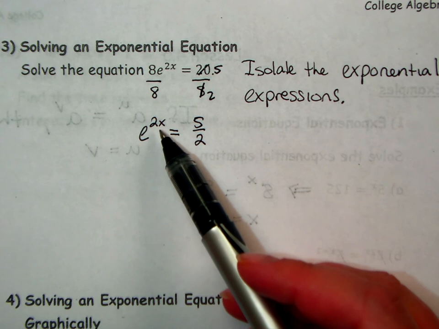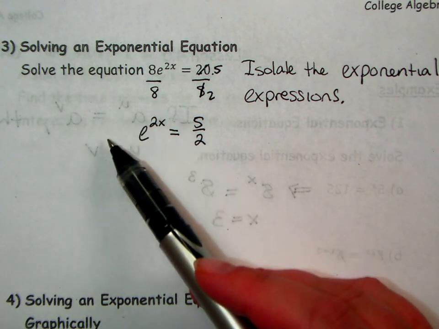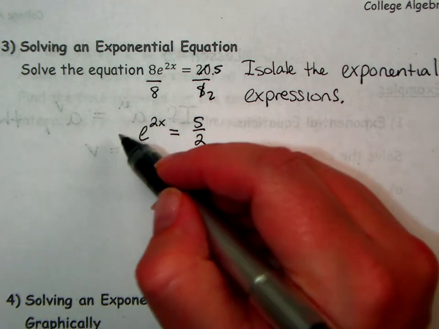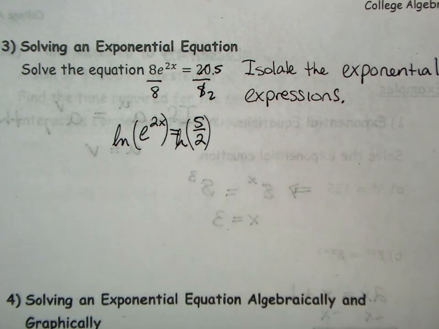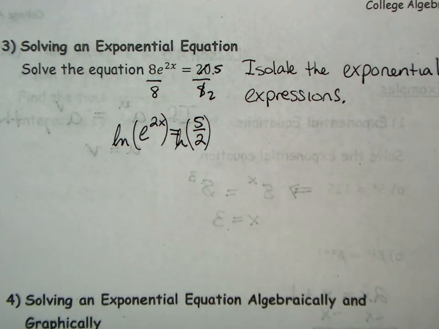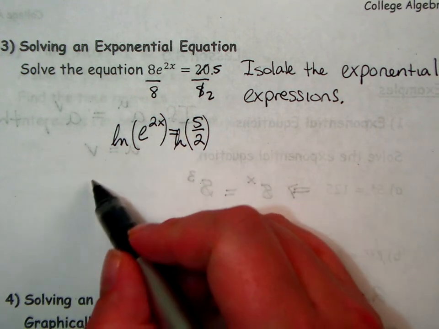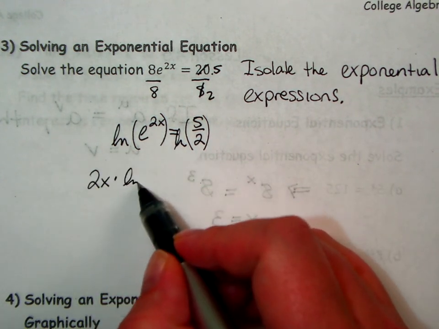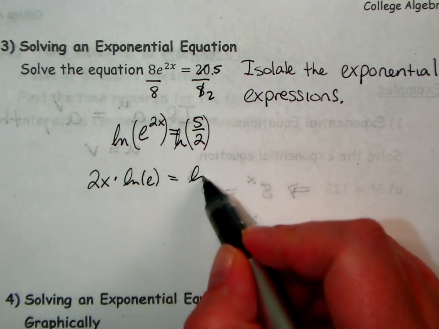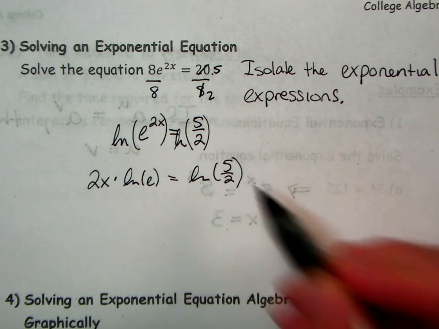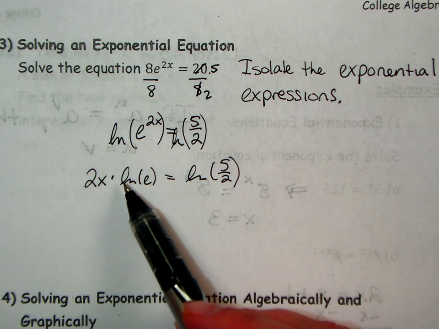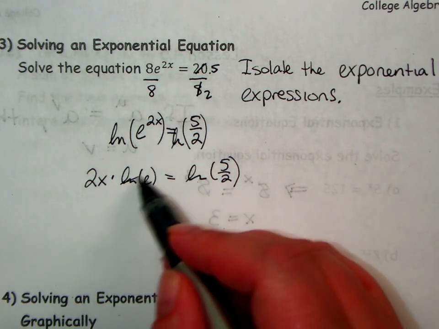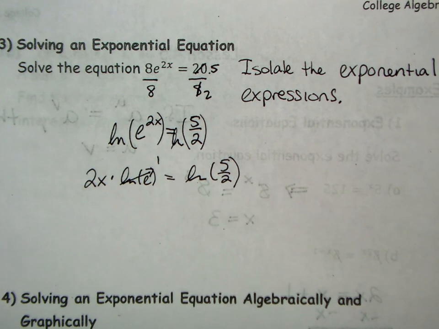But the x is in the exponent again. So what I want to do is bring it down. Okay, so I'm going to ln this again to bring the exponent down. All right. That's always what I'm going to do when the x is in the exponent. So now I get 2x times ln of e equals ln of 5 halves. Right? So if you remember, the natural log ln is base e already. So ln and e cancel to leave us 1, if you will.